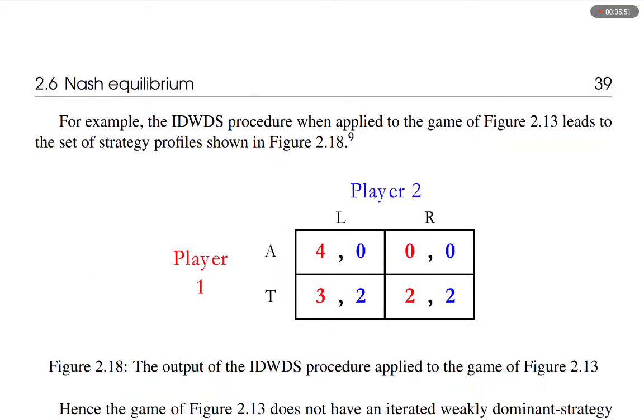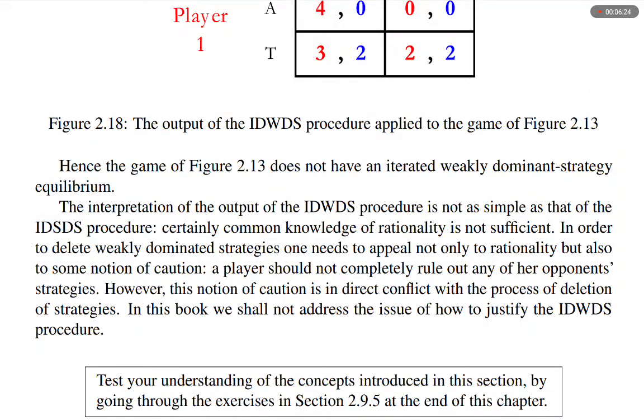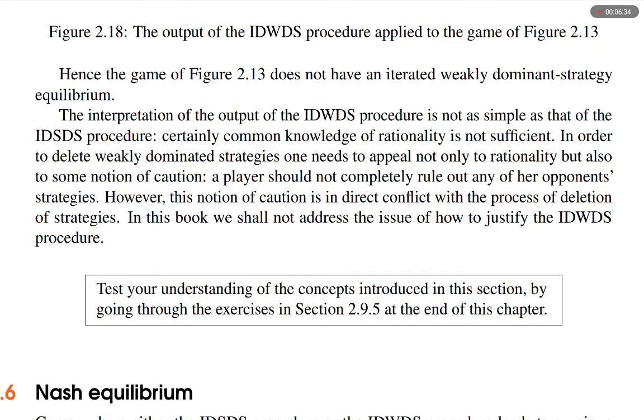For example, the IDWDS procedure, when applied to the game of figure 2.13, leads to the set of strategy profiles shown in figure 2.18. We have a 2x2 grid. For player 1, we have A and T. For player 2, we have L and R. The payoffs are 4, 0, 0, 0, 3, 2, 2, 2, which is figure 2.18, the output of the IDWDS procedure applied to the game of figure 2.13. The game of figure 2.13 does not have an iterated weakly dominant strategy equilibrium.